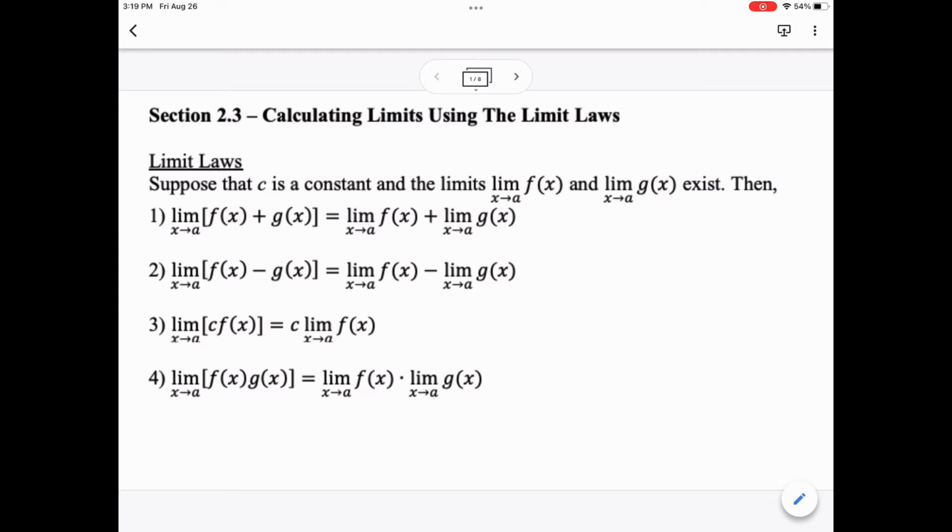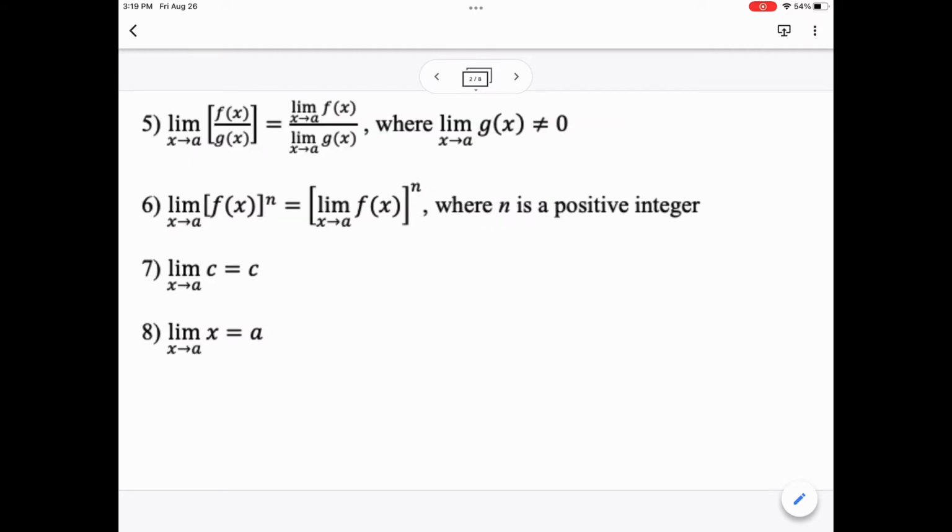Same thing for subtraction. If there is a constant in front of your function, you can factor that out and put it in front of the limit and just look at the function. If two functions are multiplied by each other, you can separate them by multiplication. If you have ones that are dividing by each other, you can separate them by division, just as long as the denominator function is not equal to 0.